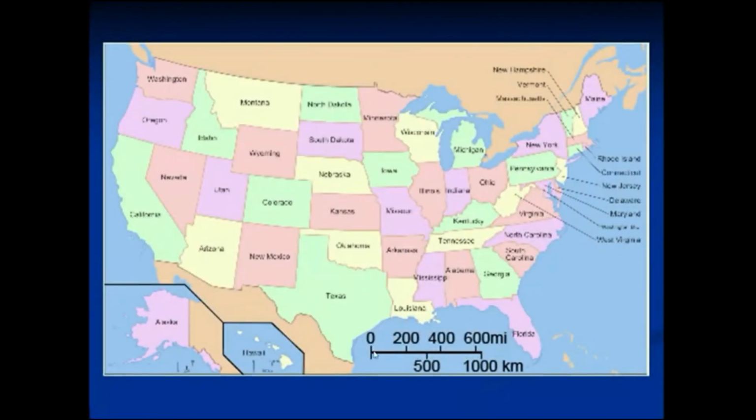So if you were to have a scale like this, now this is in miles up here, kilometers down here. So look, between 0 and 200, that distance here on this map is maybe 1 inch. If you were to take a ruler and measure 1 inch on this map, it would actually be 200 miles in real life. That's scale.